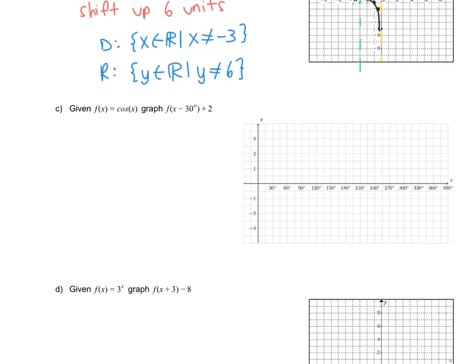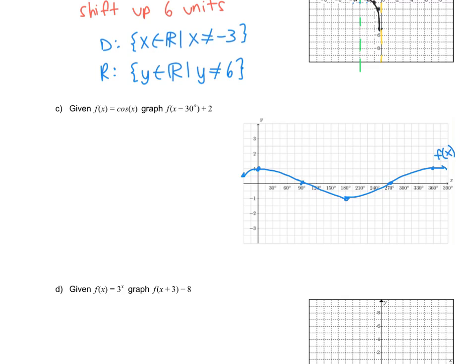So I'm going to start off by graphing my cosine function. And hopefully we remember that cosine begins at the maximum of 1. And all of our key points will occur every 90 degrees. So from 1, I'm going to go down to the midline. And then down to the minimum, back to the midline, and then to the maximum. And then I'll label this as f of x.